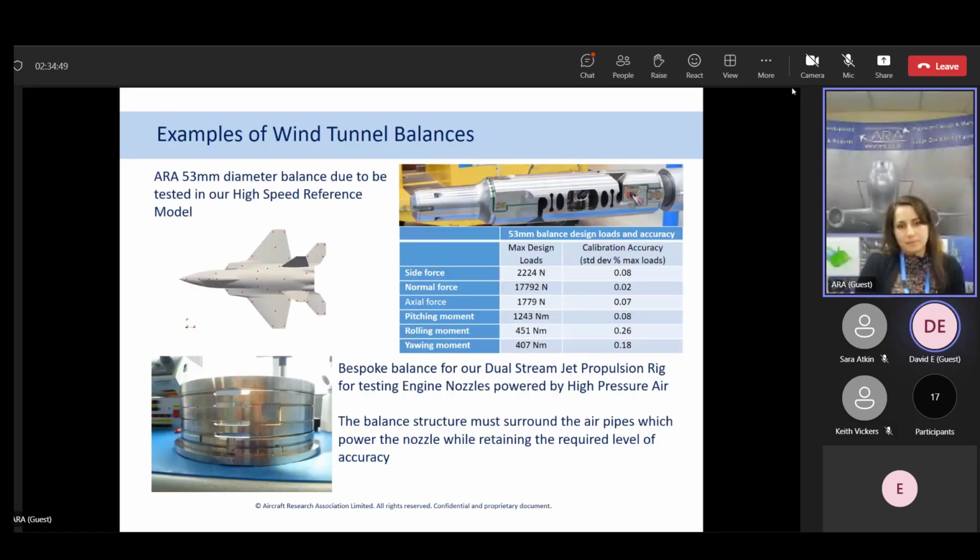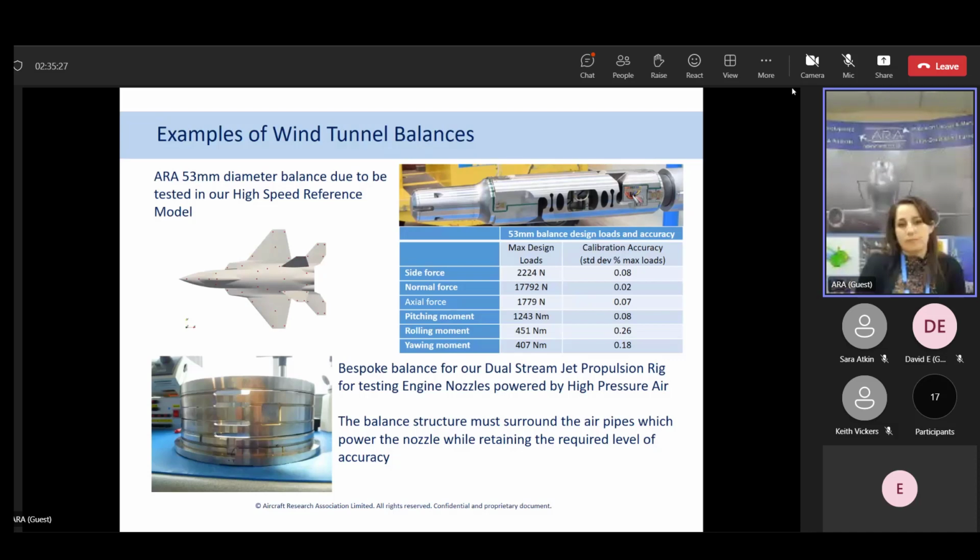Another example of a wind tunnel balance is in the top right photo. This is what we call our 53mm diameter balance, and this would be used in that aircraft picture on the top left, which is our high-speed reference model. That would measure 6-component overall forces and moments on the complete aircraft and would be mounted inside that aircraft. You can see in the table the design loads, so it goes up to quite high normal forces of 18,000 newtons, and the accuracy is very tight, so the target is less than 0.1%.